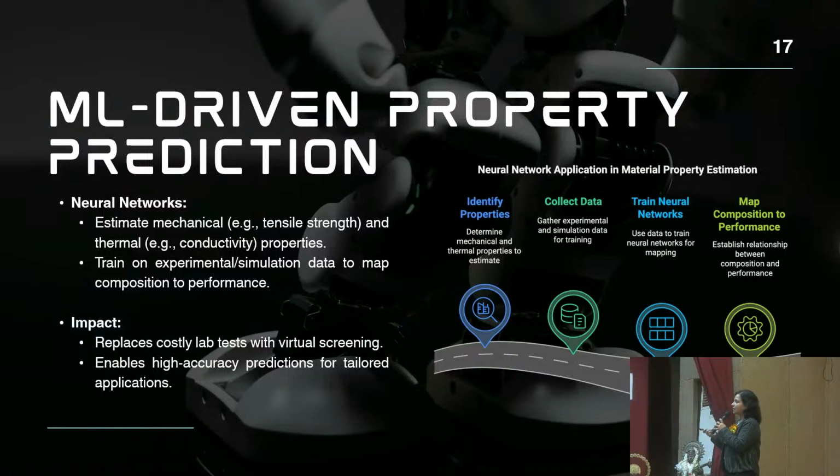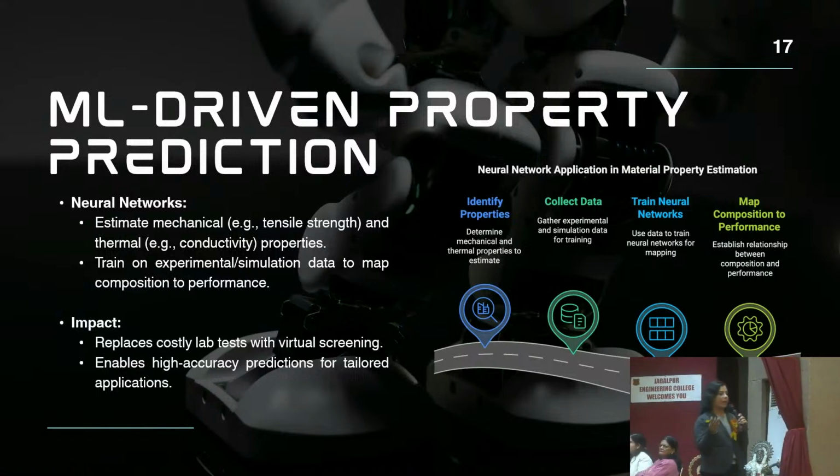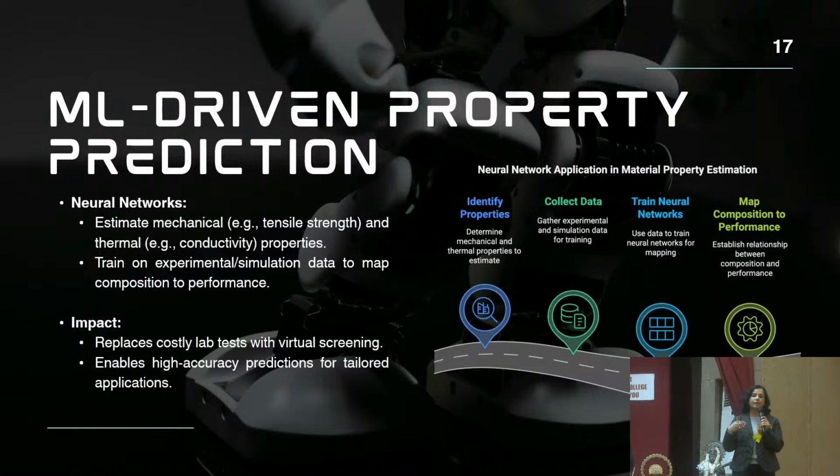Now, the impact of this ML driven property prediction is it replaces costly lab tests with virtual screening. So we are not conducting any kind of testing in the laboratory. Everything is done with the help of software. So the costly testing that was involved, that cost structure has been decreased. It has been reduced. Also, it enables high accuracy prediction for tailored applications. Since we have already designed various applications or the various techniques which should be applied to get the best possible results, this has actually decreased the time as well as costing.